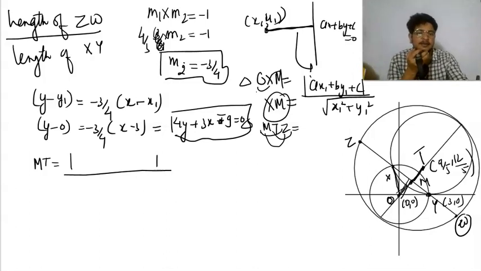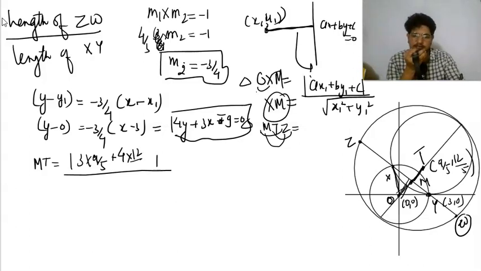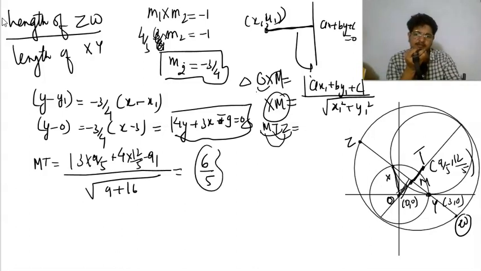So now mt is equal to 3 into x, where x is 9 by 5, plus 4 into y, where y1 is 12 by 5, minus 9, upon root over 9 plus 16. If we solve this, we will get the value as 6 by 5.